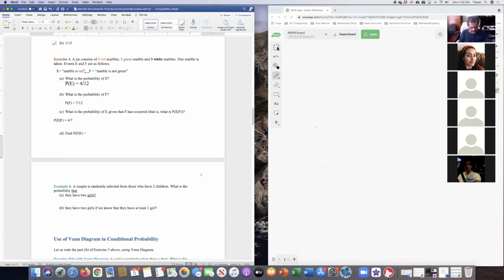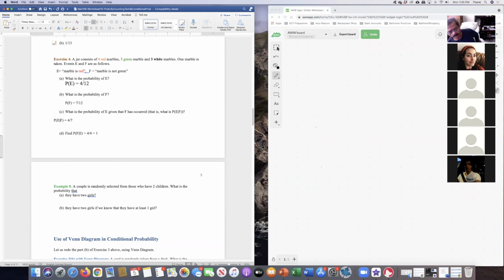So you can think of it as 4/4, but another way to see that is if it is already not green, so therefore if E has occurred, F has occurred. And therefore probability of F occurring given E occurred is 1.